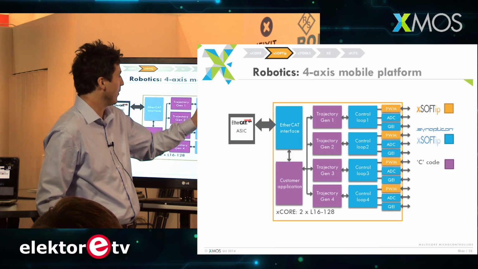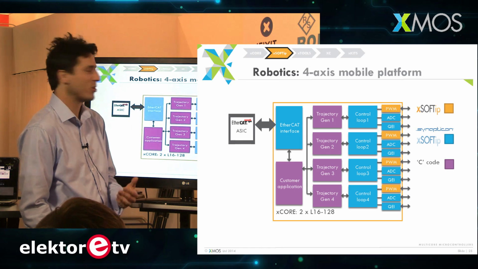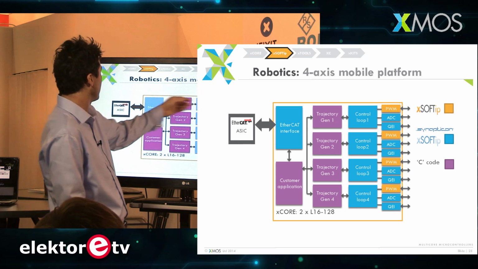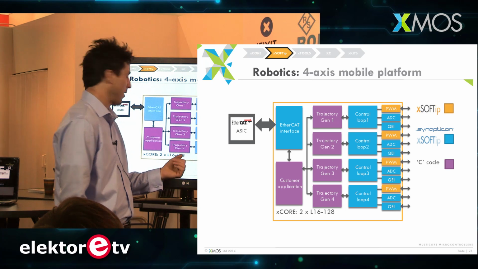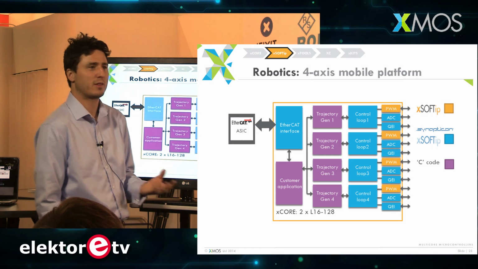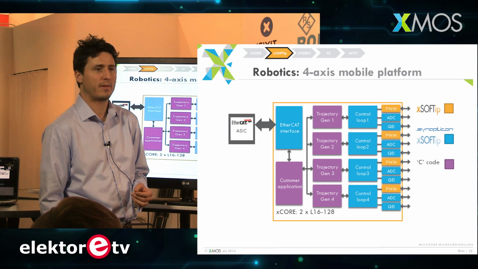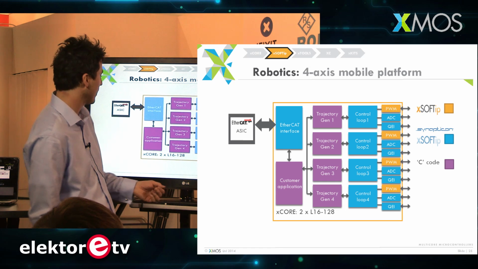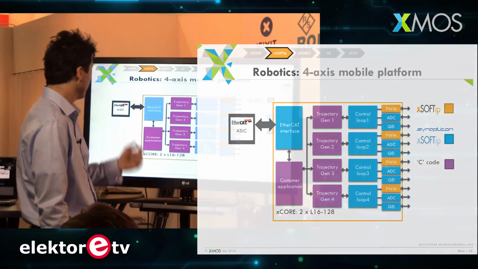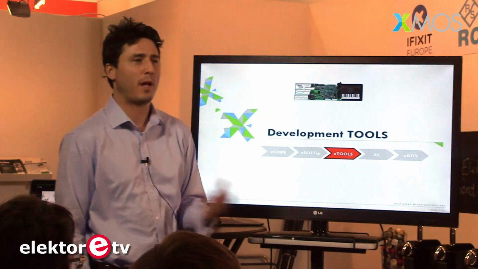So we partnered with them to create a motion control solution, which you see here in blue. So this is for 4-axis mobile platform, like a quadcopter, right? So quadcopters have BLDC motors. Synapticon has an excellent BLDC solution, and it would look something like this. You will probably have also an accelerometer connected. That concludes the xSOFTip and what application it enables.